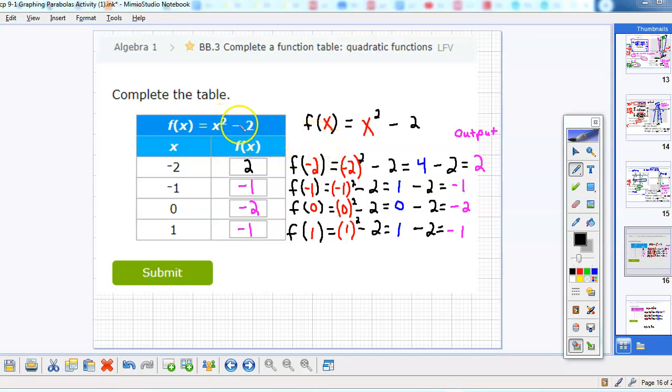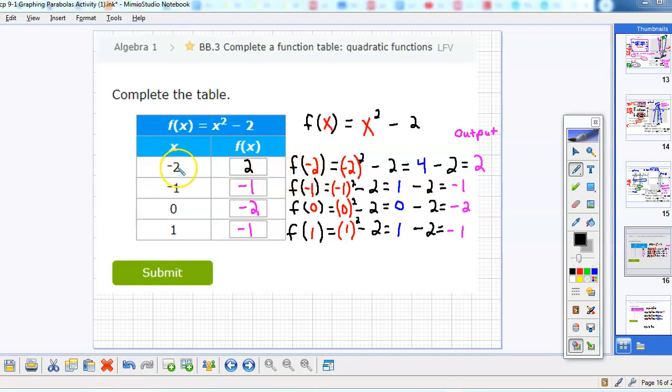So we have a function. This is a quadratic function. We know it's a quadratic because we see that squared term right there. The rule that it's telling us to do, it's function f at x, and it's telling us to square x and then subtract 2. We still have to follow those order of operations.